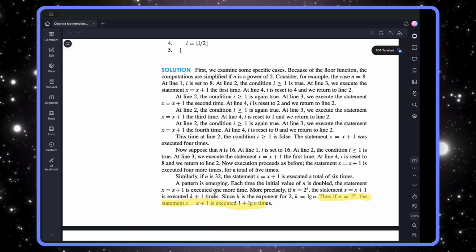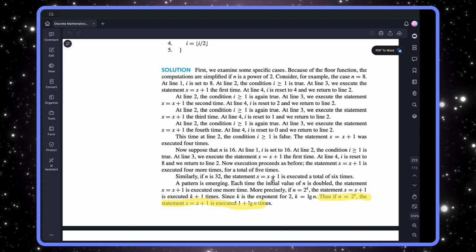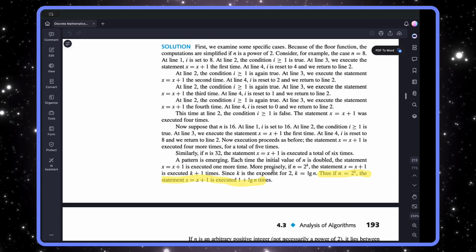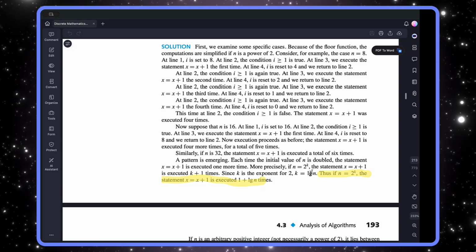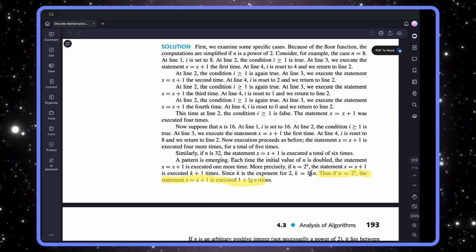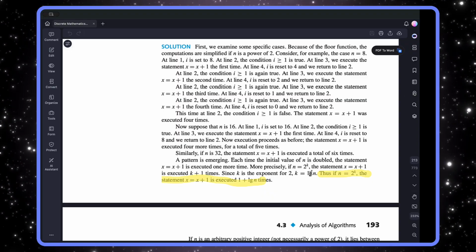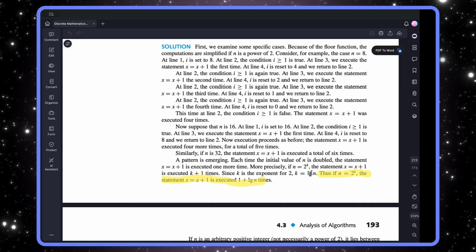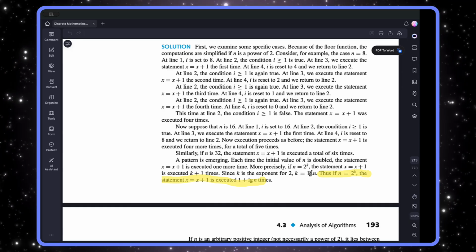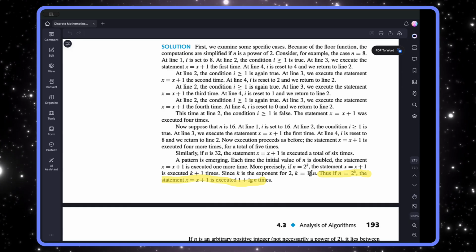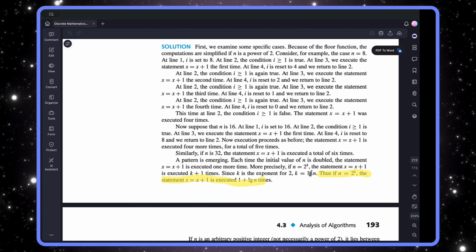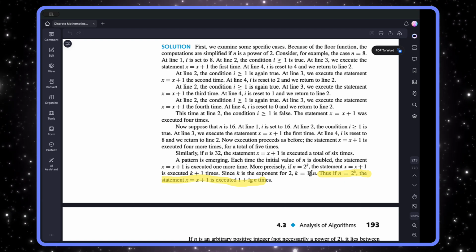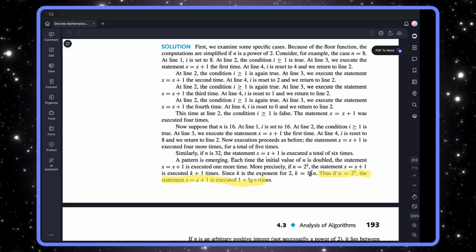So we see that. Now, here's the punchline, kind of. Since k is an exponent of 2, k is actually equal to the logarithm of n. Thus, that's where we get our statement. Thus, if n is equal to 2 to the k, the statement x equals x plus 1 is executed 1 plus the logarithm of n times.